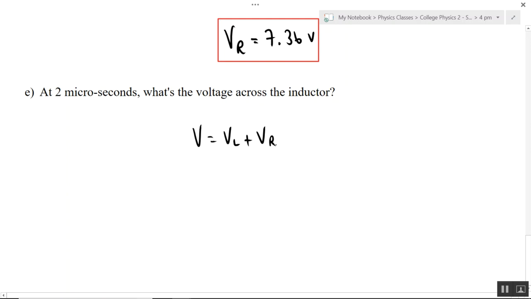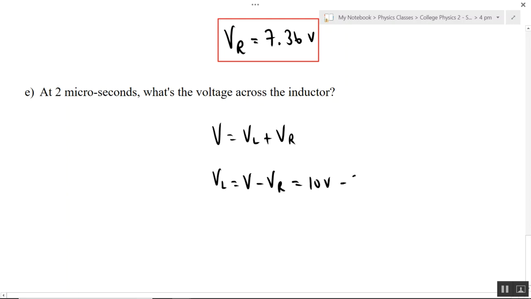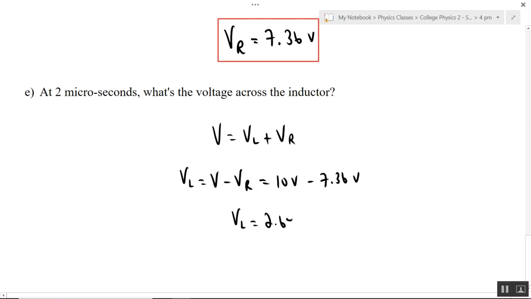So what you need to do is find the voltage across the resistor at this time, but we already did that in the last part. And then to find the voltage across the inductor, it's just the voltage of the battery minus the voltage across the resistor at that time. That's it. So this is going to be 10 volts minus 7.36 volts. Of course, you would need to calculate this VR if you hadn't already done so. But we already did that, so we can just use our answer. Okay, so it's 2.64 volts. So that's the voltage across the inductor at this time with the battery. Okay, so does that make sense?